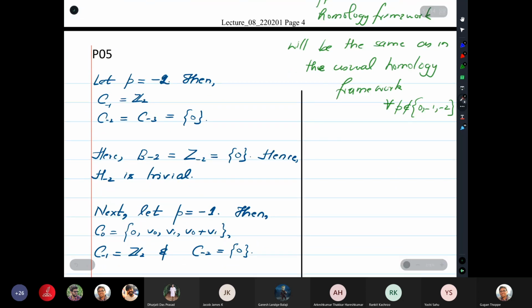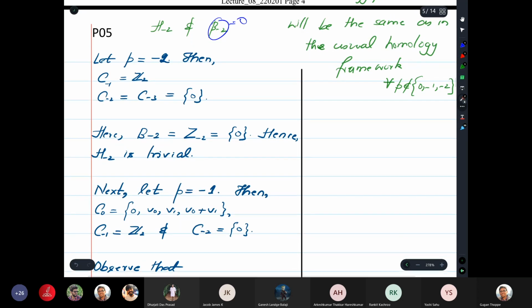So now let's look at the boundary case first, which is P equals -2, and let's try to compute does your H -2 and hence beta -2 change in any way, right? So in the usual homology case, the beta -2 turned out to be 0. So let's see if beta -2 turns out to be 0 here as well, right? So let's see what happens.